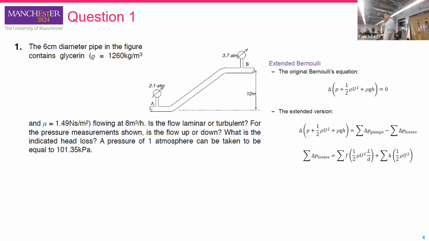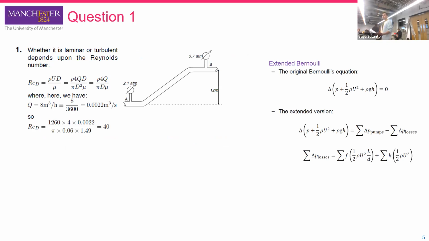We again call the Bernoulli equation. I hope you are already familiar with the equation that we can combine here. First, defining the Reynolds number: density multiplied by velocity and diameter divided by viscosity. Because we understand that Q equals velocity multiplied by area, we can change the velocity to 4Q divided by πD squared.